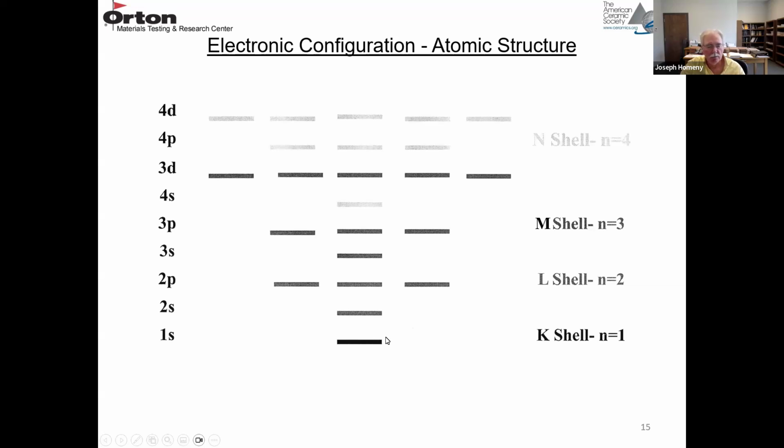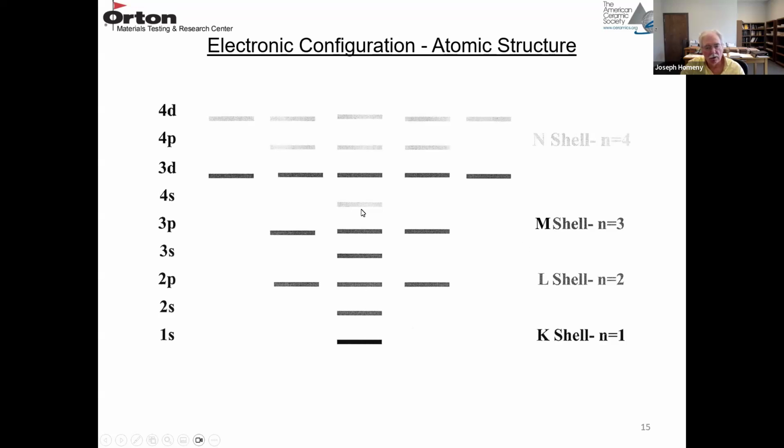Each bar represents a subshell that has 2 electrons. So the first shell, number 1, is also called the K shell. So that's where n equals 1. The second shell, 2, is also known as the L shell for n equals 2. And the third one here, n equals 3, is also known as the M shell. And then the fourth one here, n equals 4, is also known as the N shell.